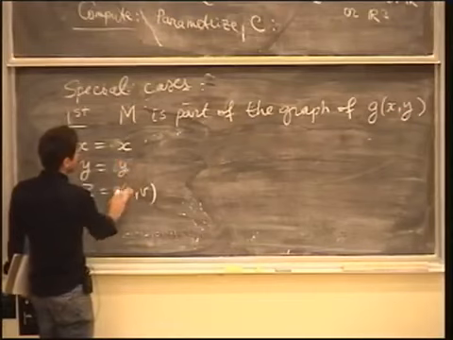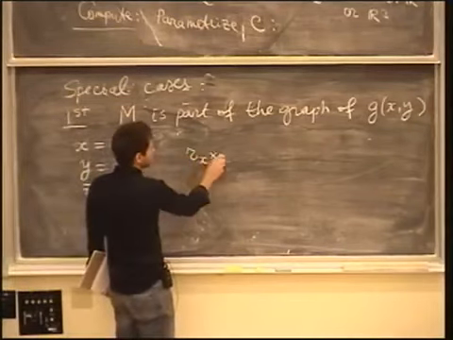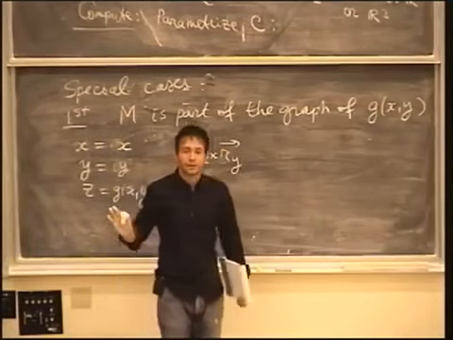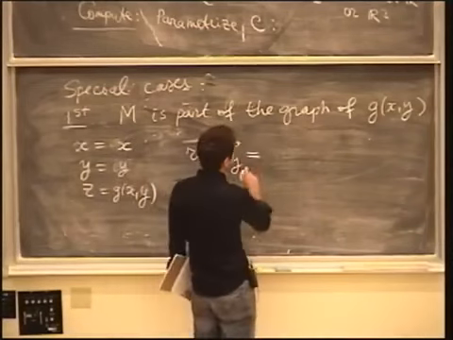We will have x is x, y is y, and z is g of x, y. So in this case, you can compute this cross product. And this has been done. I did it in class. I wrote this formula in class. The computation is explained in the book. You must have done it many times for homework. So you might as well just remember the formula. And the formula is like this.